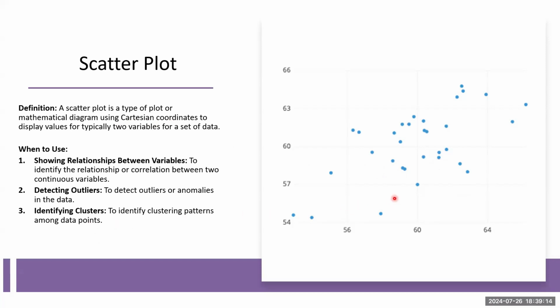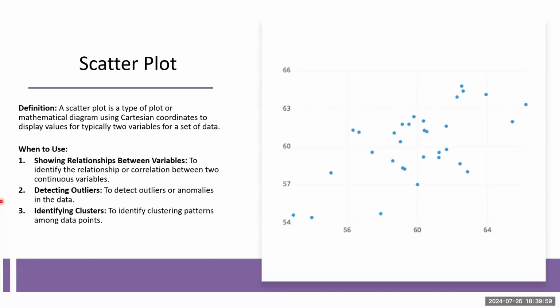So scatter plot here is a type of plot normally used for showing relationship between variables, two continuous variables, and detecting outliers. Detecting outliers is very important. So these are the two most common use cases for this. So immediately you hear about correlation, relationship. Okay. So we said continuous variable.